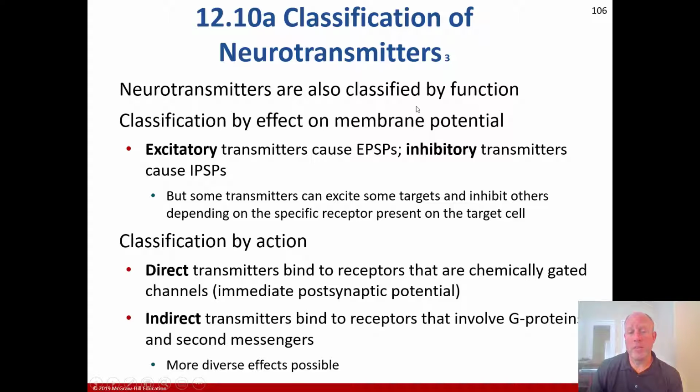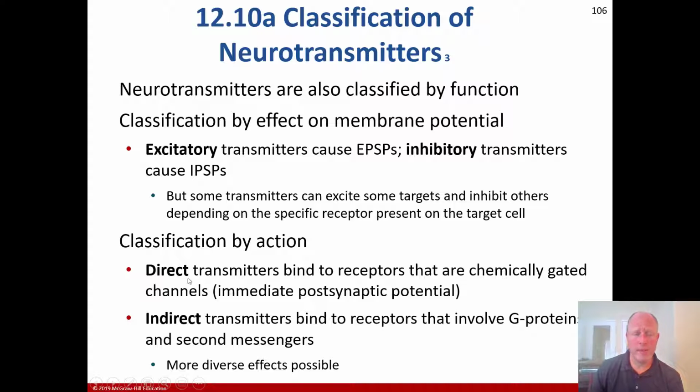Now, neurotransmitters are also classified by function, and their classification is by effect on the membrane potential. Excitatory transmitters cause the excitatory postsynaptic potential, whereas inhibitory transmitters cause the inhibitory postsynaptic potential. But some transmitters can excite some targets and inhibit others. It depends on the specific receptor that's present on the target cell at the time. So it depends.